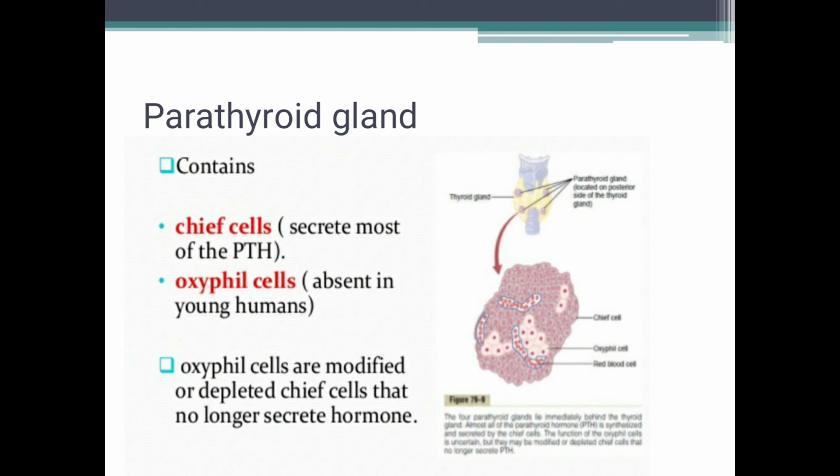In the parathyroid gland you have 2 types of cells, chief cells and oxyphil cells. The chief cells are the predominant cells in the parathyroid gland and are present throughout our life. The chief cells only secrete the parathyroid hormone. The oxyphil cells are absent in young humans. They are modified or depleted chief cells that no longer secrete any hormones. So the important one here is the chief cell that secretes parathyroid hormone.